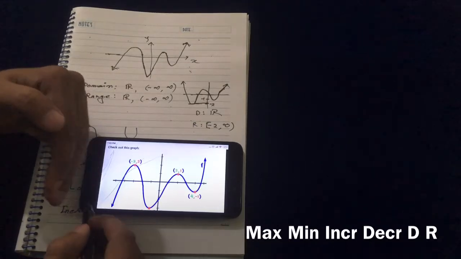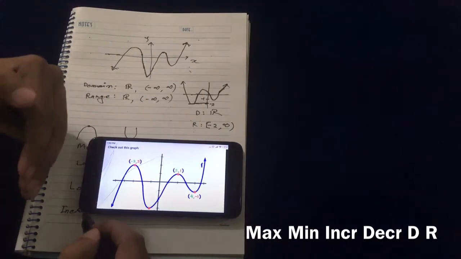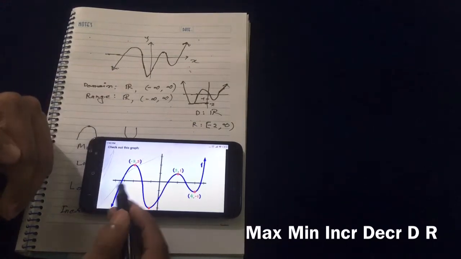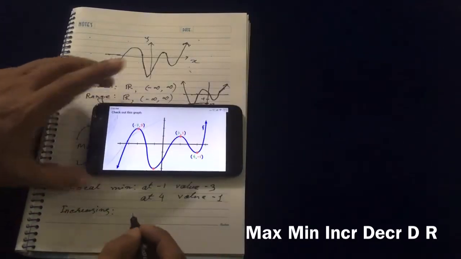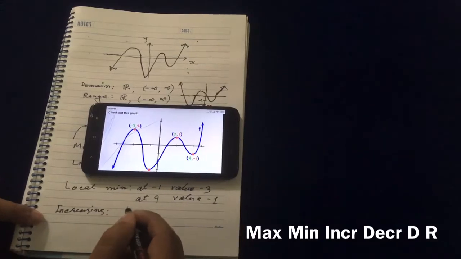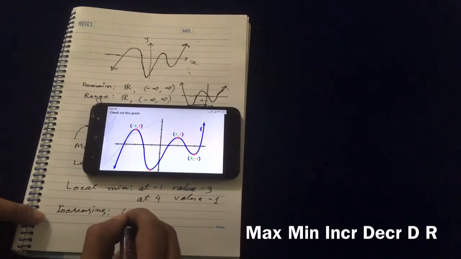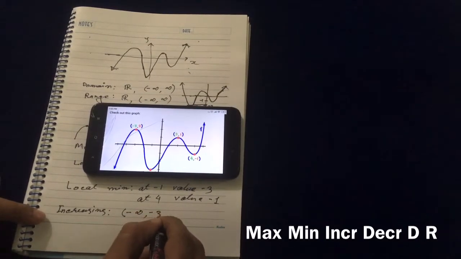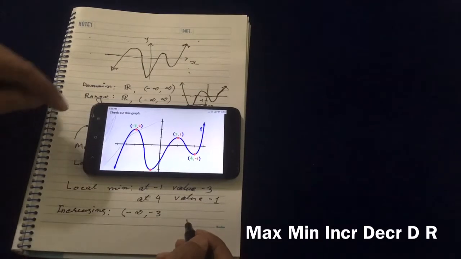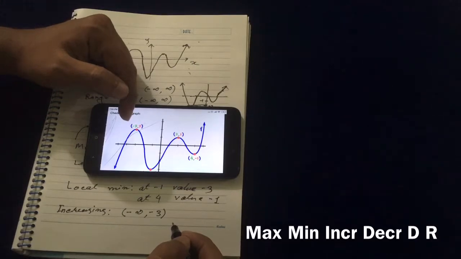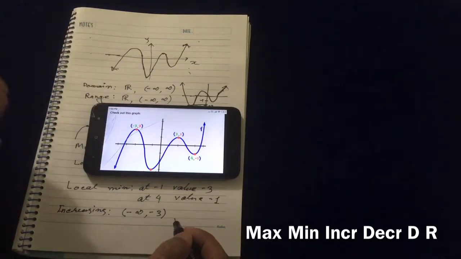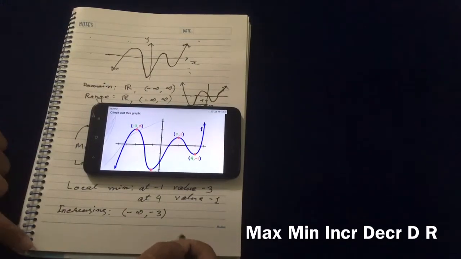So this graph goes to minus infinity. From minus infinity to minus 3, this is increasing. So for increasing, you can write from minus infinity to minus 3. Very carefully see this one thing: we are not writing the y value, we are just writing the x value. For increasing and decreasing, only write the x value.